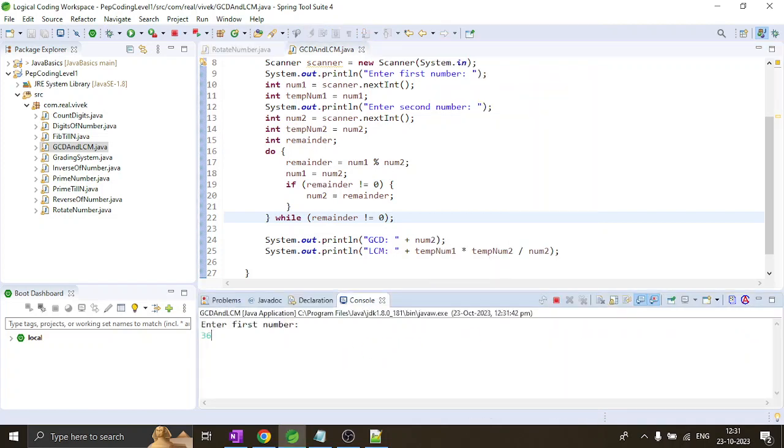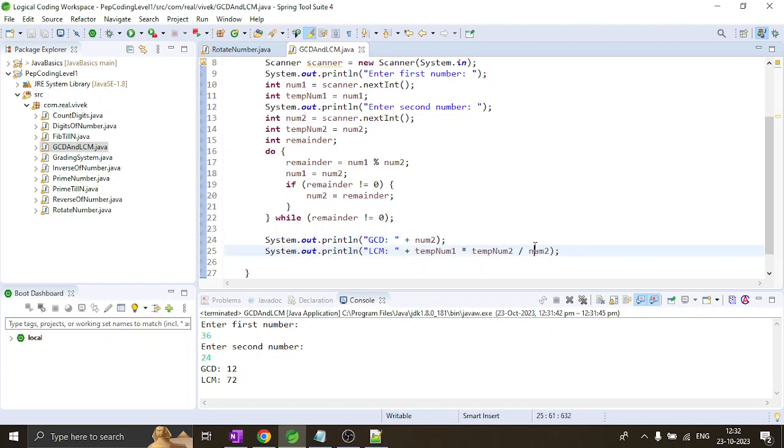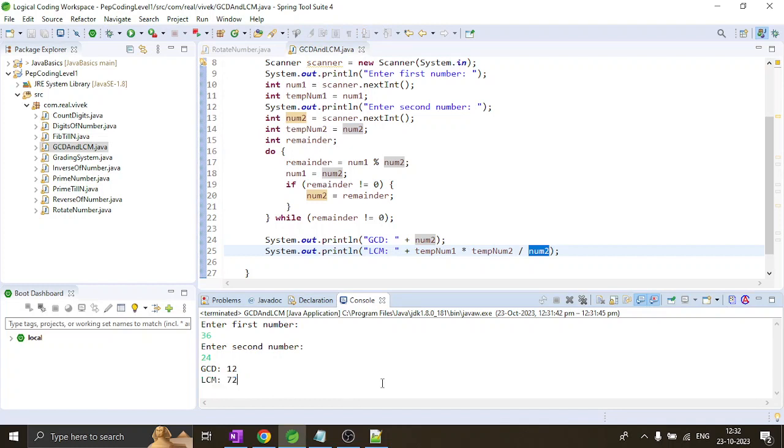Let's try for 36 and 24. Yep, GCD is 12 and LCM is 72. So hope you have understood this problem. We first find the GCD by dividing, and then we find the LCM using this property, num1 times num2 divided by GCD. LCM is the number which is divisible by both the numbers completely.